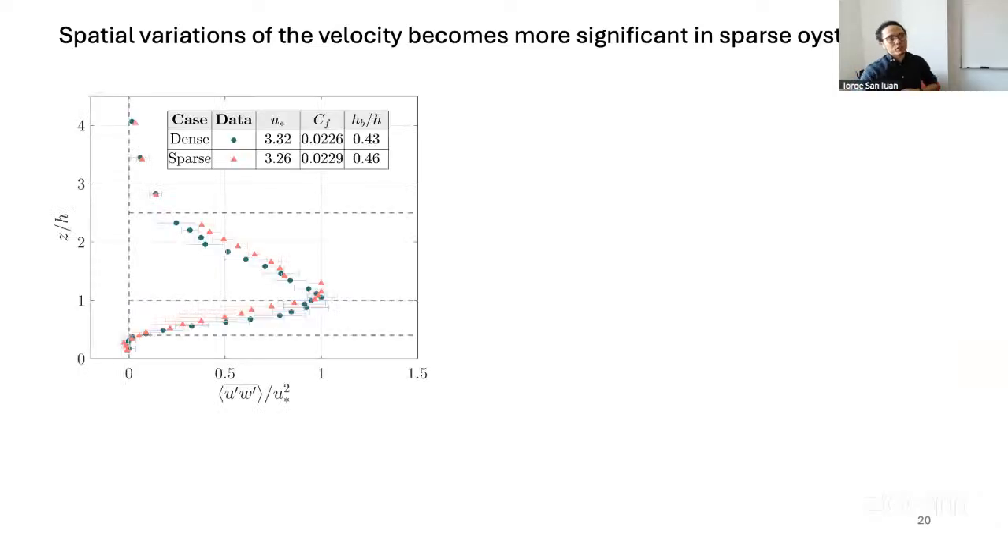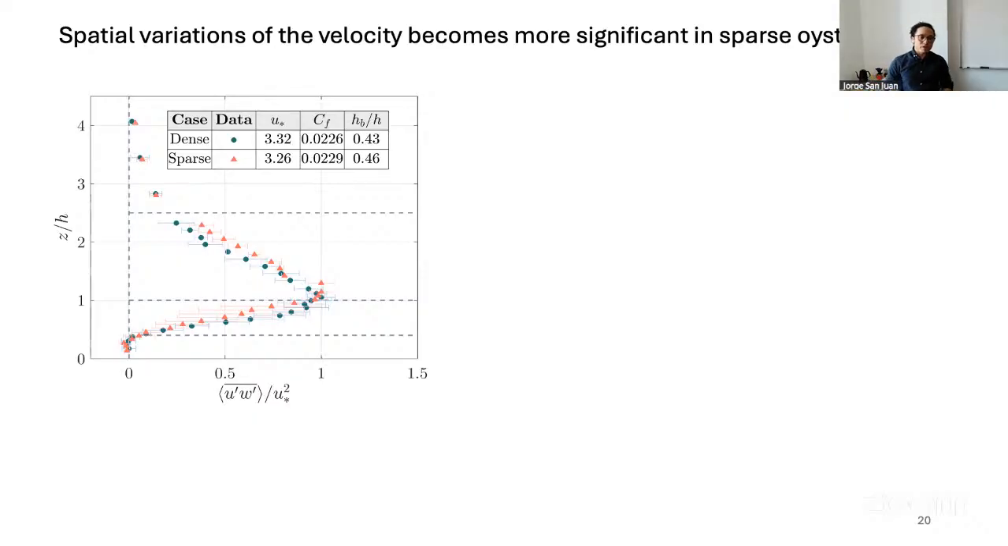The second thing we're going to look into is how the Reynolds stresses are changing. Reynolds stress is an indication of the intensity of the turbulence. It's not necessarily a turbulent kinetic energy, but it contributes in a way or another to the turbulent intensity.